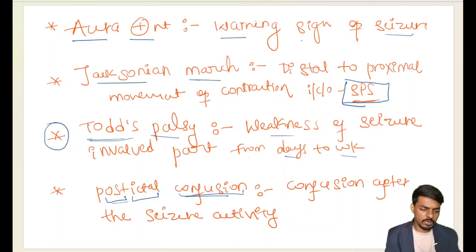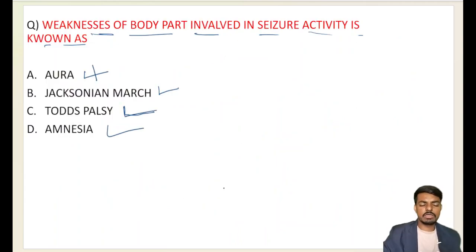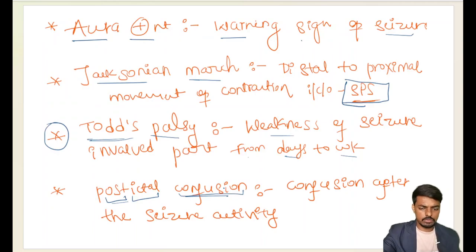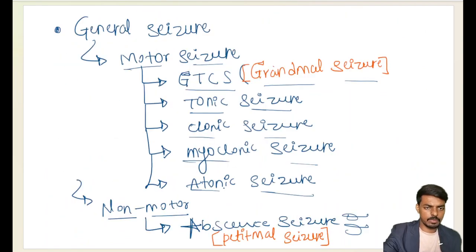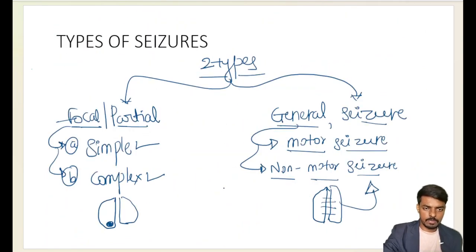Very important. So here is the question like this: the weakness of the body part that is involved in the seizure activities is known as Todd's palsy. Very important question for you. So we have studied partial seizures, simple partial seizure and complex partial seizure. And we have studied what is Todd's palsy, what is the Jacksonian march, what is the aura, and what is the post-ictal confusion.